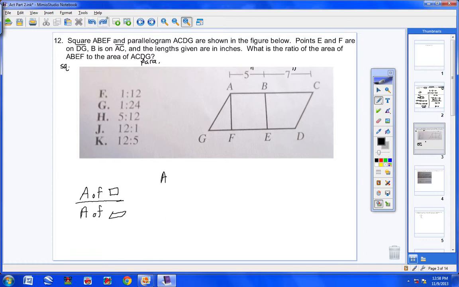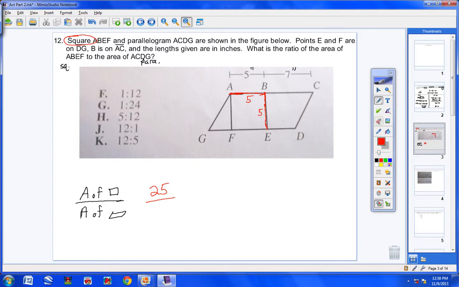So let's start off first of all with the area of our square. Well, I know the length from here to here. I'm going to change colors. I know the length from here to here is 5. And I know if this is a square, which look, it says square right up here, then all the sides are the same. So I know this is a 5 also. So I can find the area of the square pretty easily. So the top of my fraction is 25. 5 times 5. That's pretty easy.